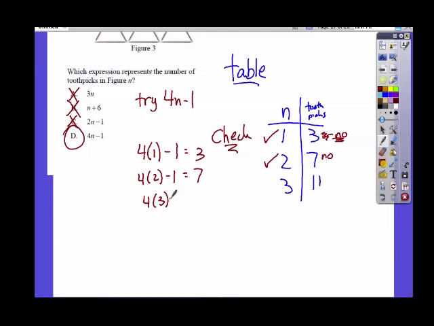Now we put the 3 in. 4 times 3 is 12. 12 minus 1 is 11. So since it works out on all 3 of the terms, our answer is going to be letter D, 4n minus 1.